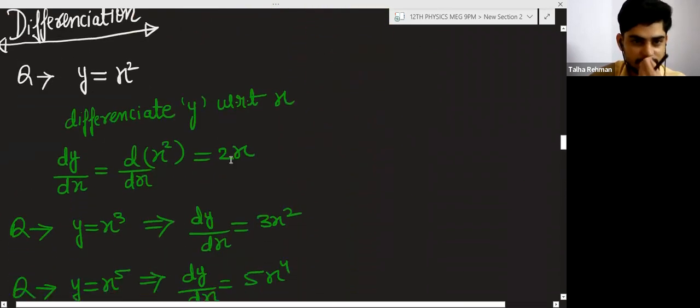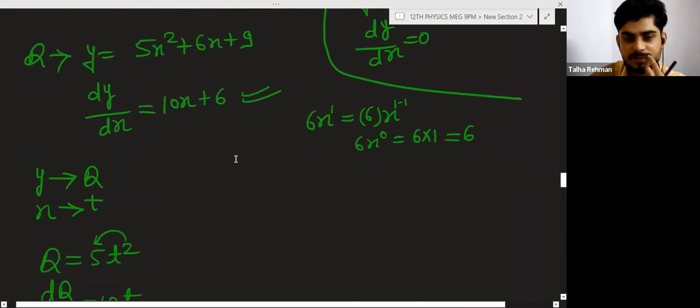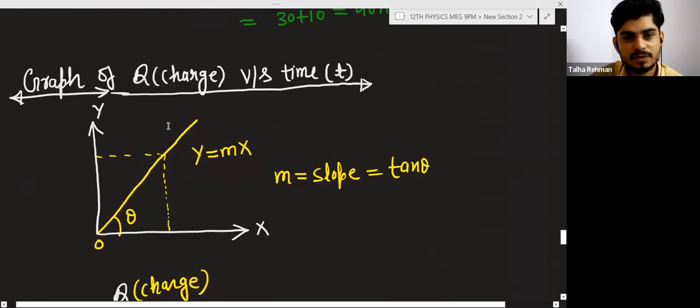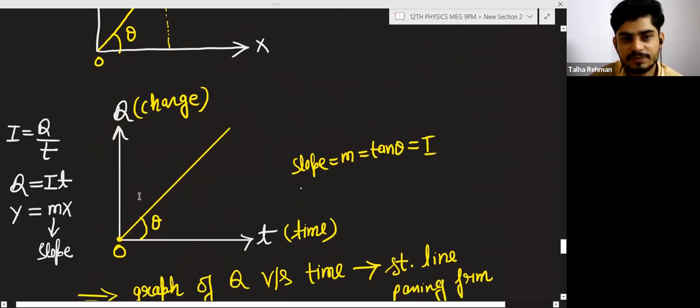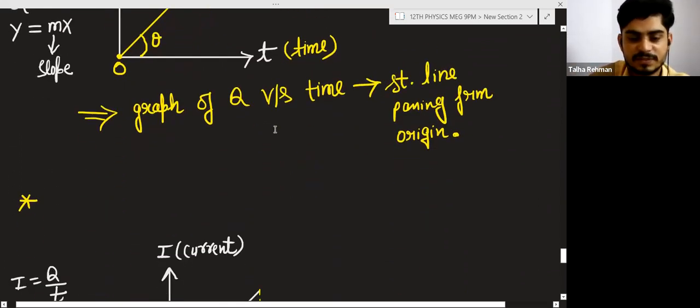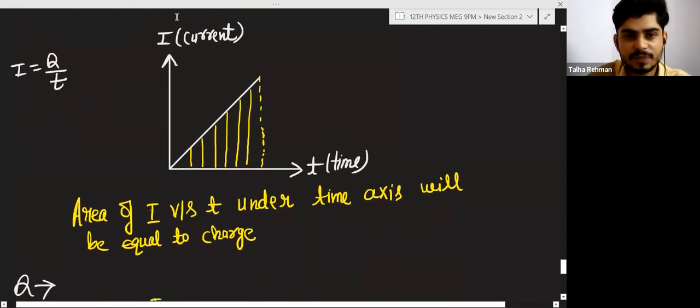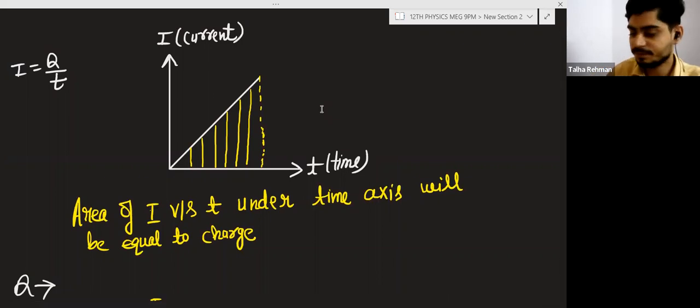After that, I told you about differentiation and graphs. We have the charge versus time graph, which is a straight line graph. Like Ohm's law, we have a straight line graph, and resistance is the slope of that. And this is one of the most important things: when you draw the current versus time graph, please remember this point.